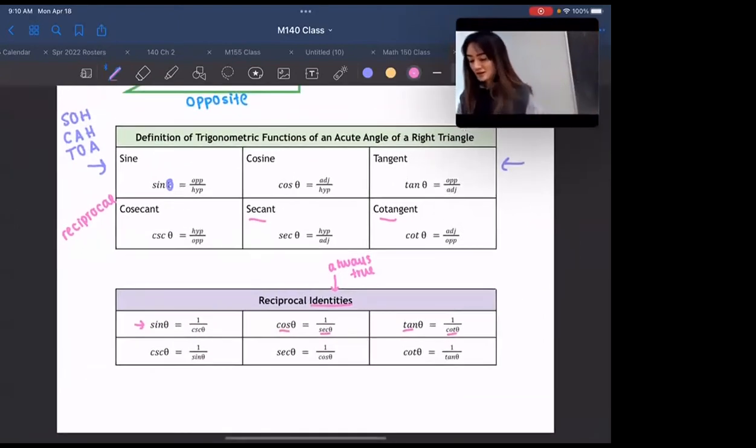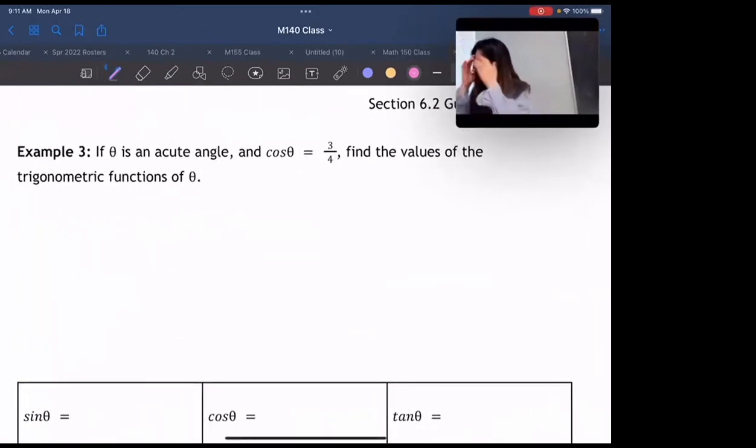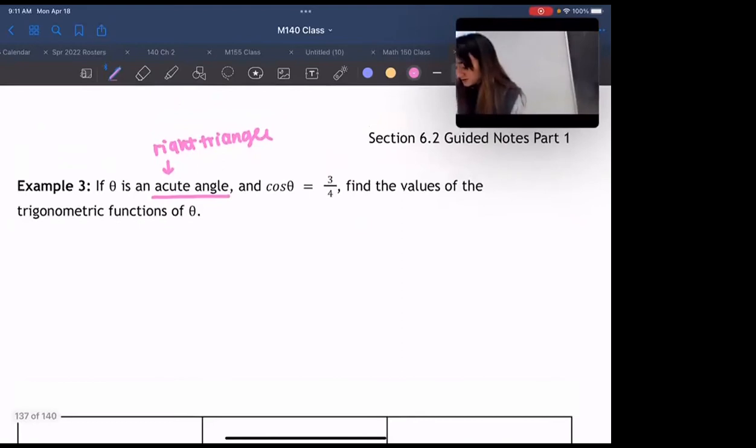Okay, let's try to apply this into something we can actually work with. Let's just talk about this example. It's telling us that theta, or our Greek symbol here, is an acute angle. All that means is that we're dealing with a right triangle. Okay, that's all that's telling us. So when it says an acute angle, just think about right triangle. It's going to be a small angle. We don't have to think about really big angles here. Okay, and it says that cosine is 3/4. We want to find the values of all of the trig functions of theta.